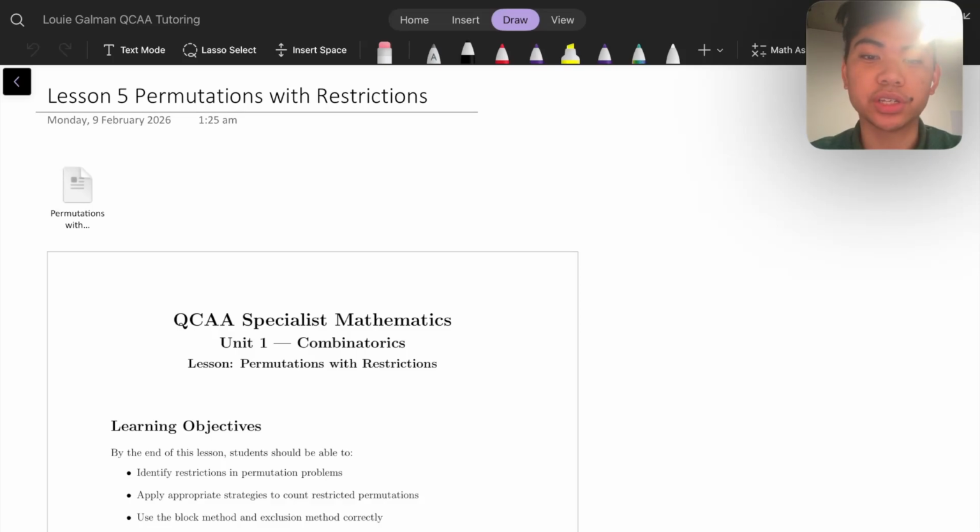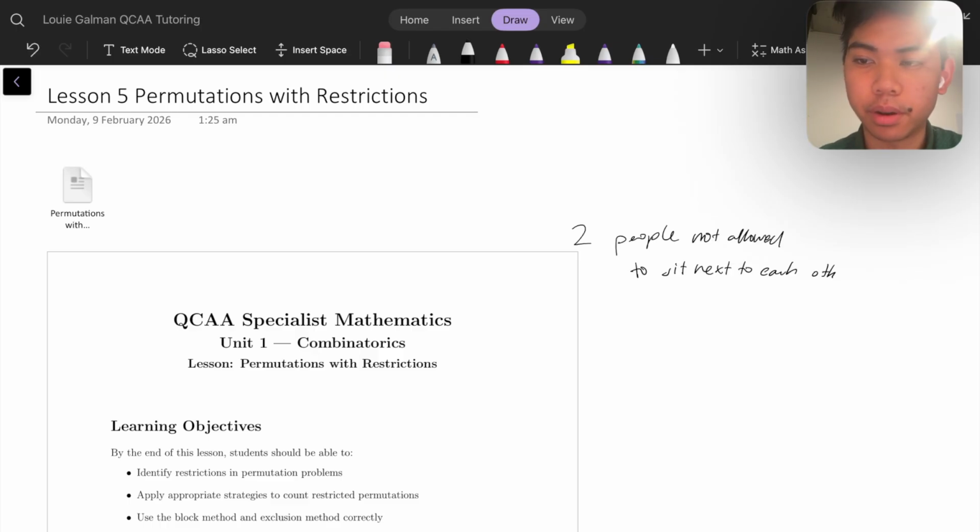Permutations with restrictions is one of the most common ways students lose full marks in exams. Not because the maths is hard, but because they count arrangements that aren't actually allowed. For example, a question might say two people are not allowed to sit next to each other, okay?